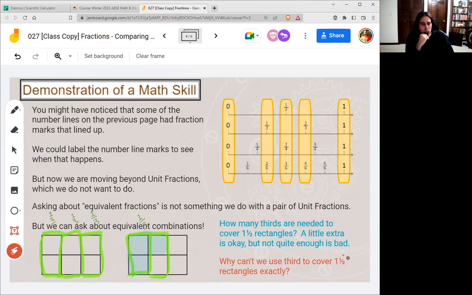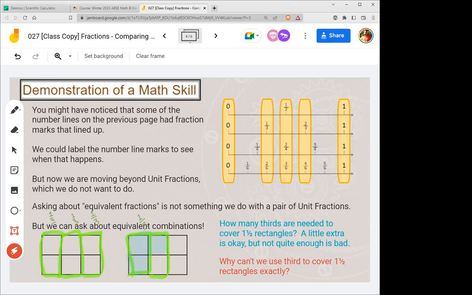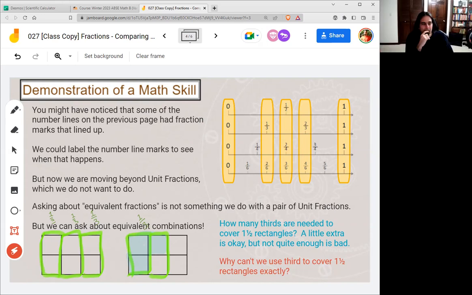How come we can't use thirds to cover 1.5 rectangles exactly? It would be nice if we could. Because 1.5 is bigger than 1/3. Yeah. You can see on the number line, the thirds and the halves never line up nicely with each other.